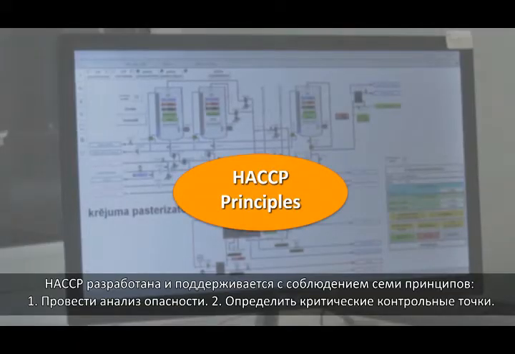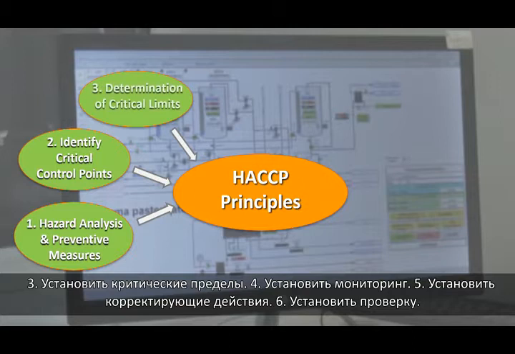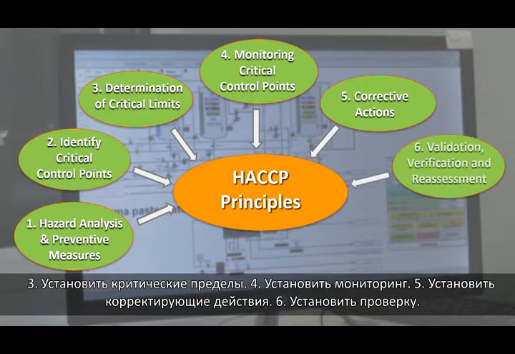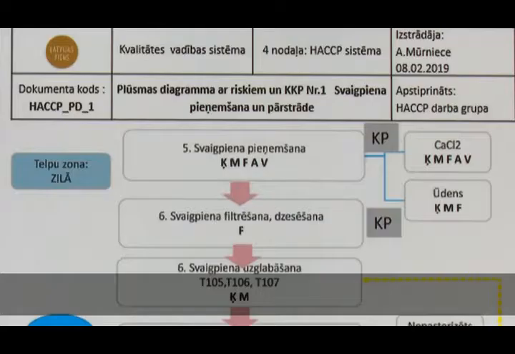HACCP is developed and maintained observing 7 principles. Conduct hazard analysis. Identify critical control points. Establish critical limits. Establish monitoring. Establish corrective actions. Establish verification. Establish documentation and records. Each principle is reflected at a certain stage of HACCP introduction.